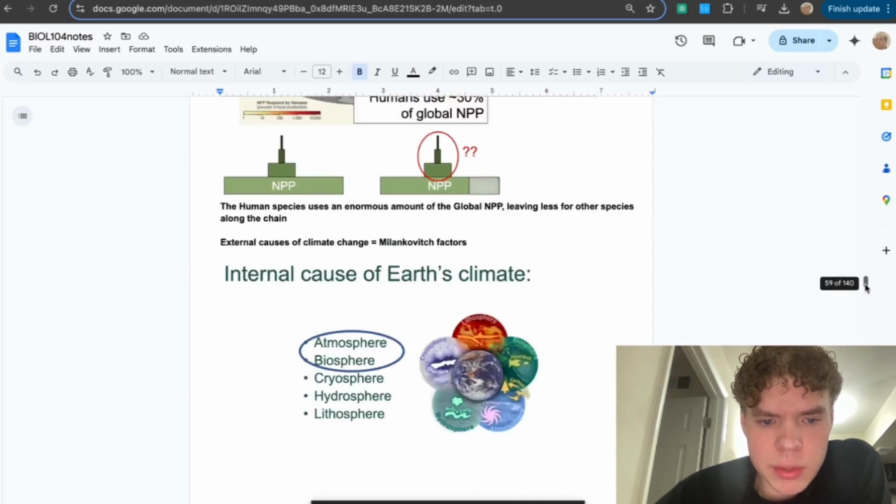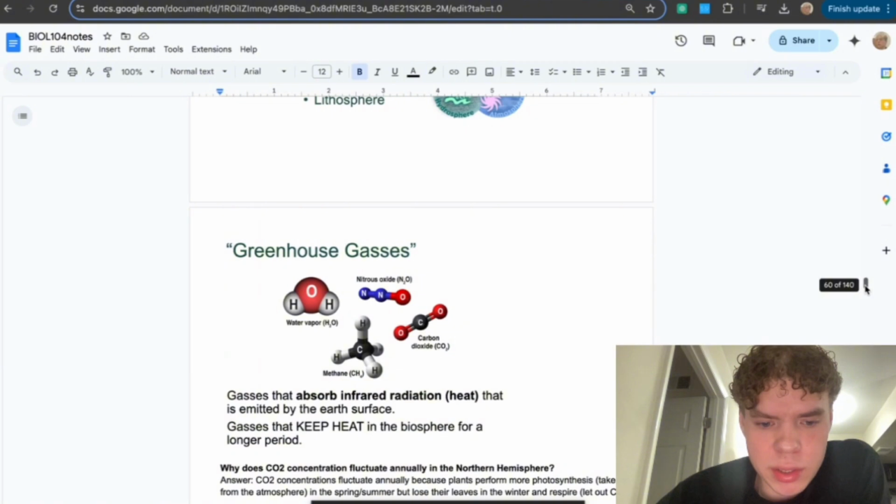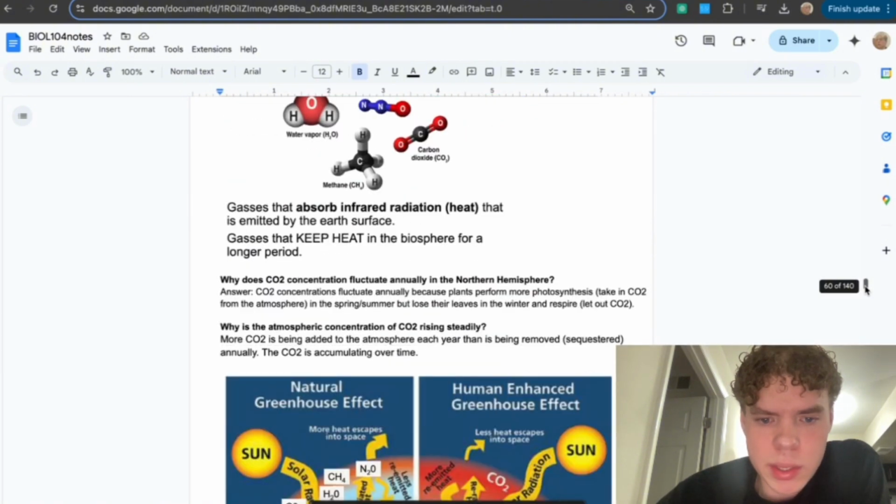We talked about greenhouse gases. We talked about Milankovitch factors. We talked about why CO2 fluctuates in the northern hemisphere.